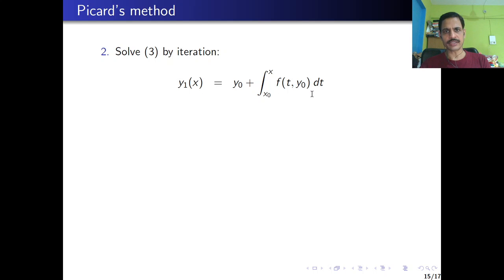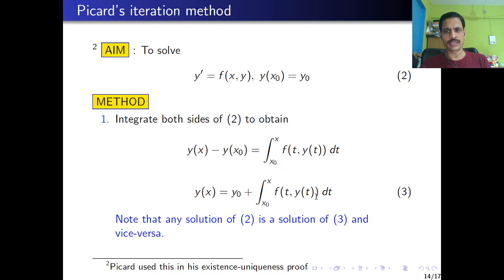After we finish the first iteration, now this y1 we will substitute in this equation 3 in the place of y of t. So we are substituting y1 in the place of y of t, and again we can perform this integration, add y naught, and whatever we get, that we call y2 of x. That is the second iteration. The third step will be to substitute y2 in place of y of t here, perform this integration, add y naught, and the resultant function will be called y3, and so on.